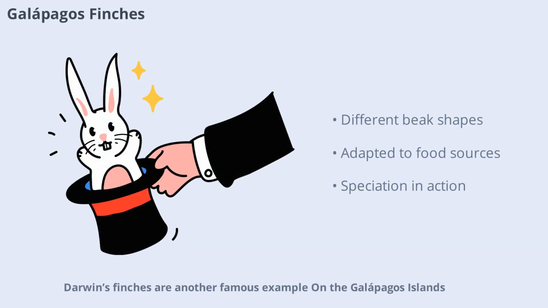Darwin's finches are another famous example. On the Galapagos Islands, finches have evolved different beak shapes to eat various foods like seeds, insects, or fruit.